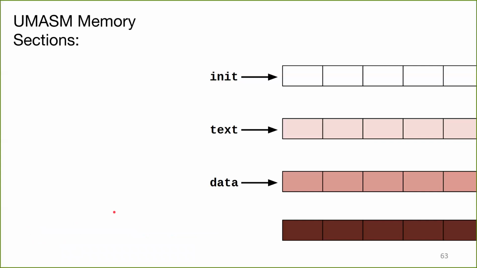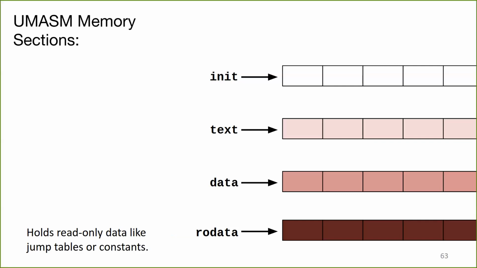The final suggested section is the raw data or read-only data section. This can be used to hold read-only data that will never be changed once the program starts executing, things like jump tables or constants. So again, these section names, other than init, are all up to you, and you can add more than 3 if you like.